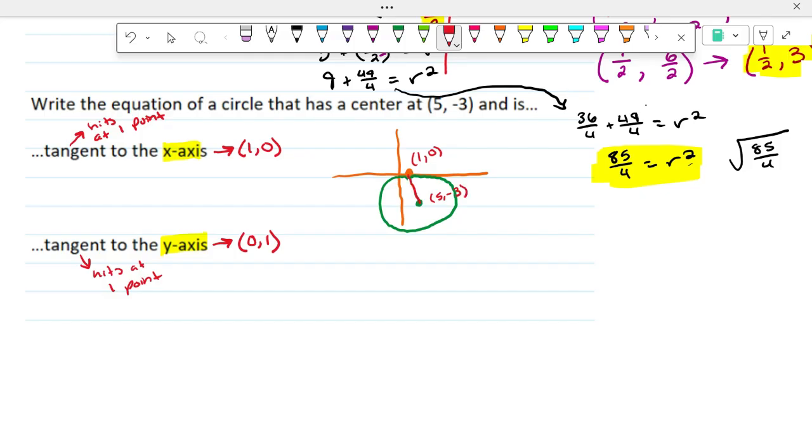So this is at the point 1, 0. And this is at the point 5, -3. So now we just need to find our radius. All right, so we're just going to do rise over run again.